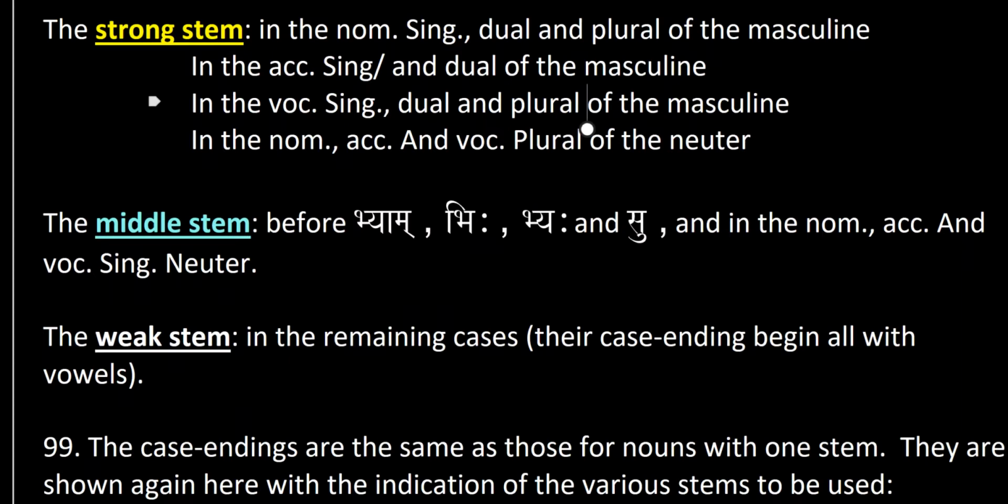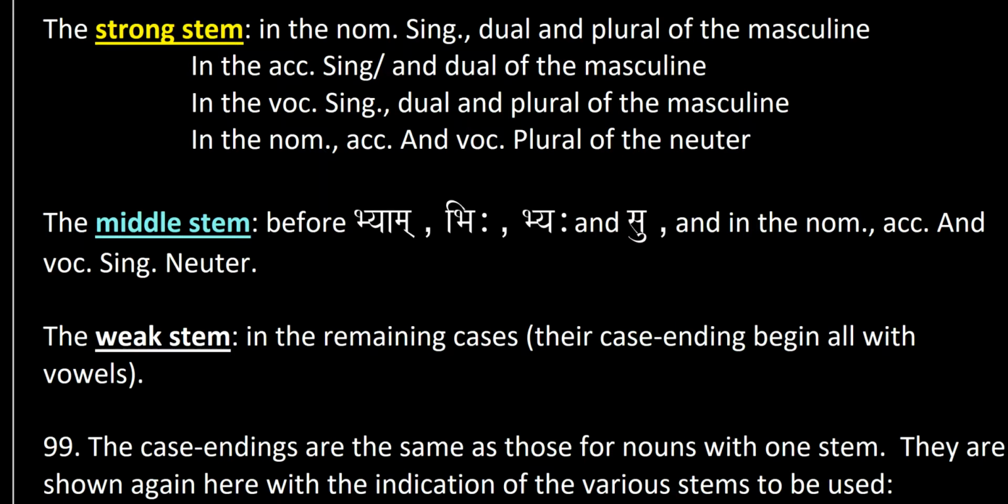The strong stem is used in the nominative singular, dual, and plural of the masculine. There is a strong stem in the accusative singular and dual of the masculine, and also in the vocative singular, dual, and plural of the masculine. For the neuter, the strong stem is used in the nominative, accusative, and vocative plural.